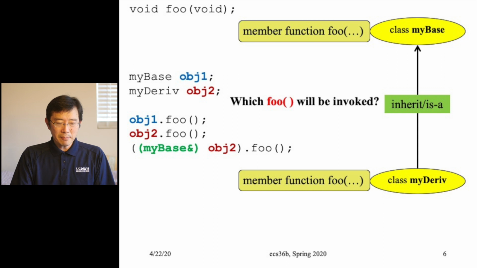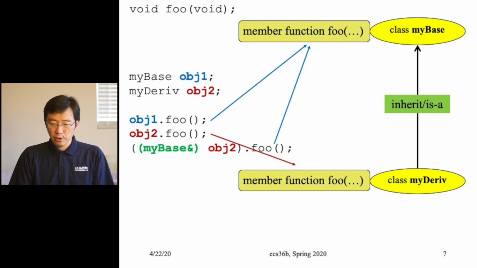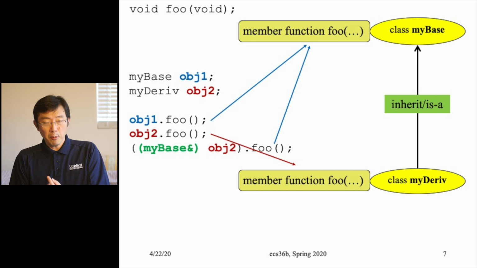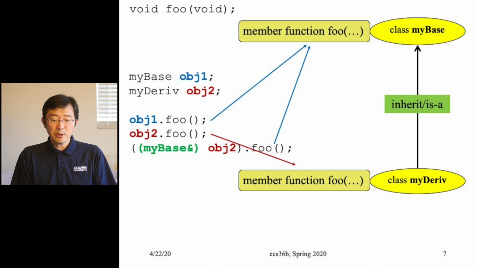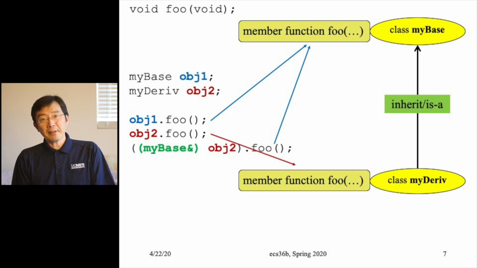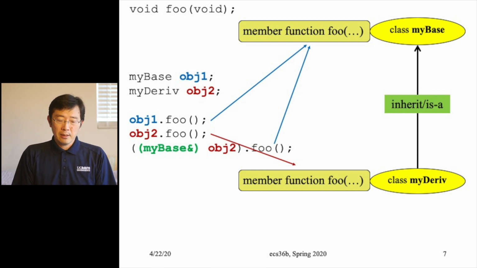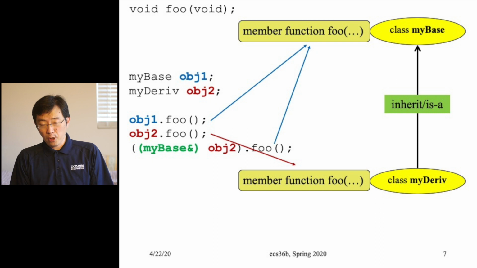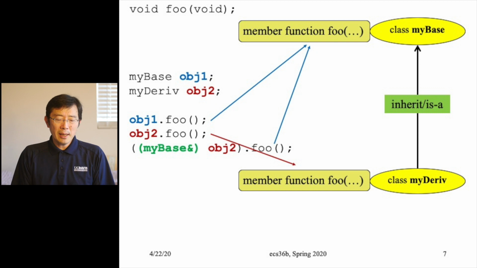This one might not be too hard, but I still want to double check and make sure you're clear. For the first one, object1.foo, it will go to the base, because the object is my base. The second one will go to the derive, because the object is derive, and derive has a method to support that foo, so it will call the version associated with my derive. Okay, the most interesting thing is the third one. The third one is object 2.